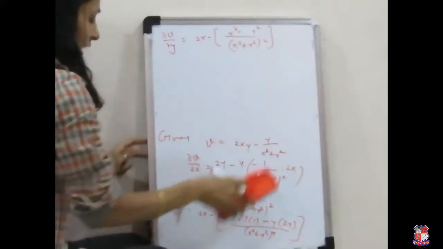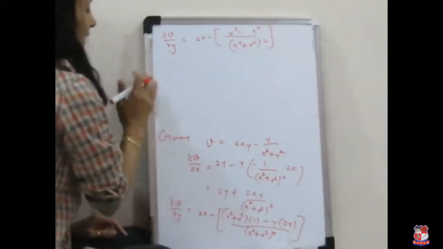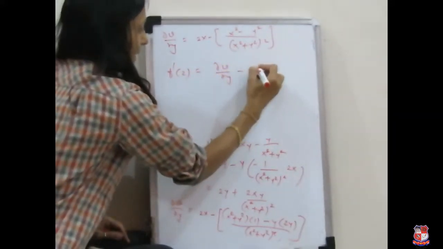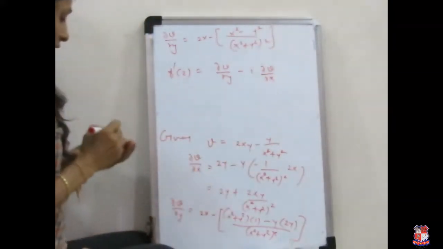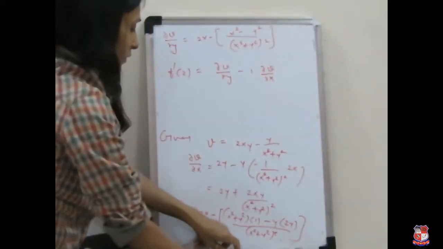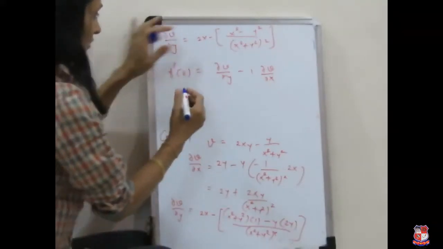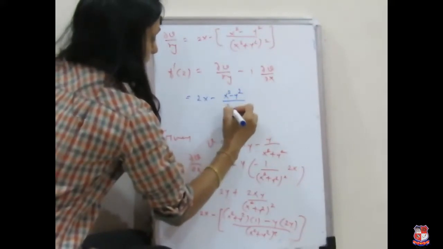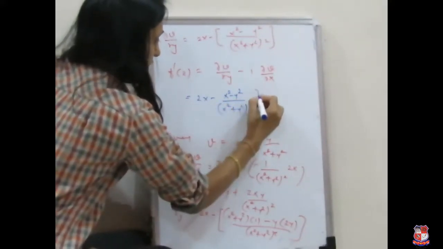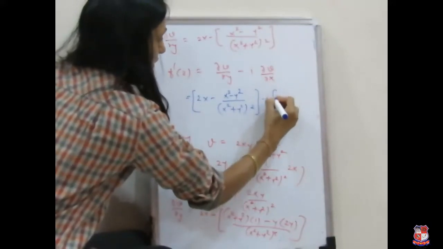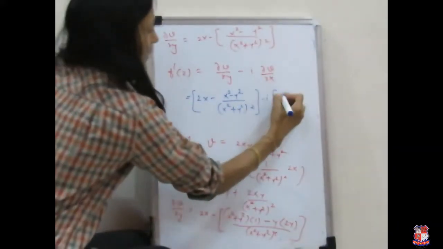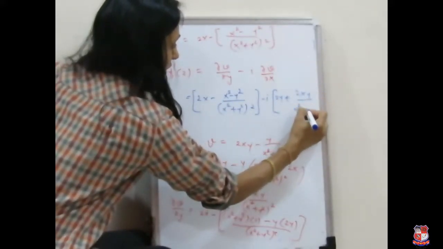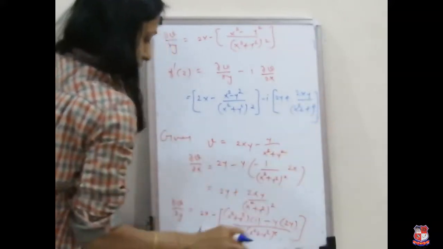Now put del v by del x and del v by del y in f dash z. What is our f dash z? That is del v by del y minus i del v by del x. We put these values here. Del v by del y is equal to 2x minus x square minus y square over (x square plus y square) whole square, minus i del v by del x. What is it? 2y plus 2xy over (x square plus y square) whole square.